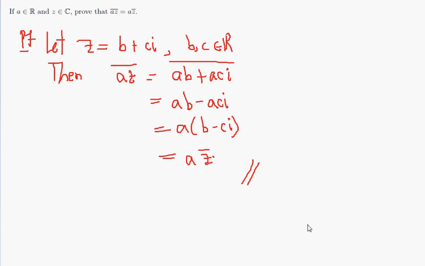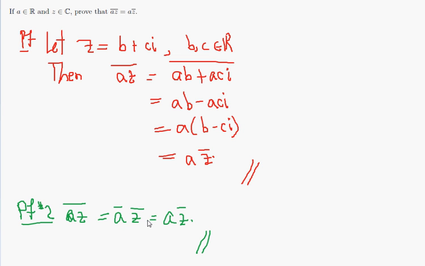An alternate way of proving this would be to use the fact, well, let me just write it around, proof number 2. The conjugate of a times z, by a previous theorem, is equal to a conjugate times z conjugate. And the conjugate of a real number is always itself, and so a conjugate is simply a, and that would also be a perfectly valid proof, assuming that this first theorem had been proven earlier.